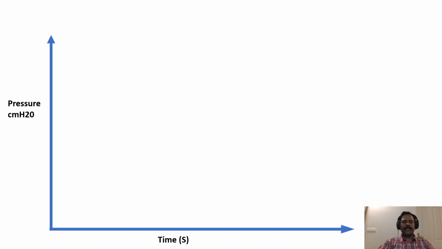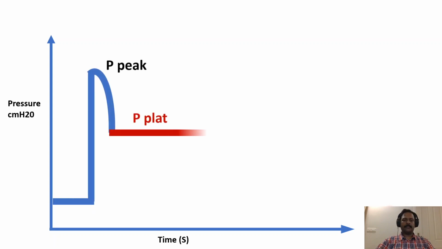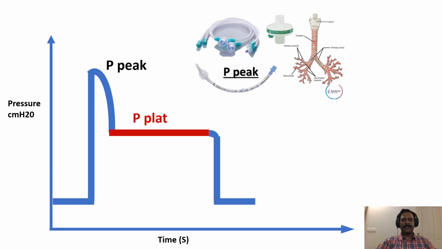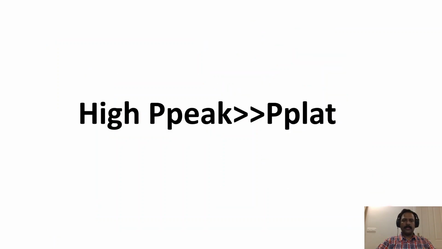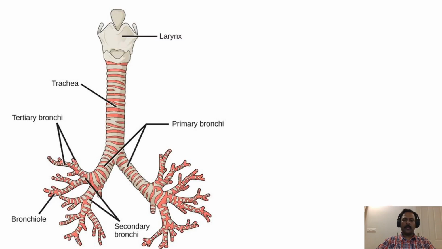Now whenever you're hearing an alarm like this, you have to think what are the possibilities. So as I said in the previous description, we are having P peak and P plat. And P peak is basically the airway resistance, which is the endotracheal tube, your trachea, the main bronchus, the circuit, as well as the filter. And P plat is mainly the pressures in the alveoli. So if you are having a very high peak pressure than the P plateau, the problem is always going to be in your airway resistance.